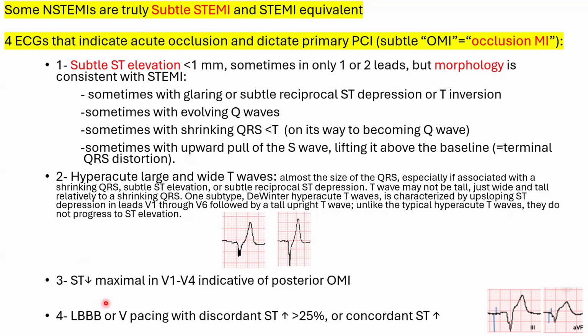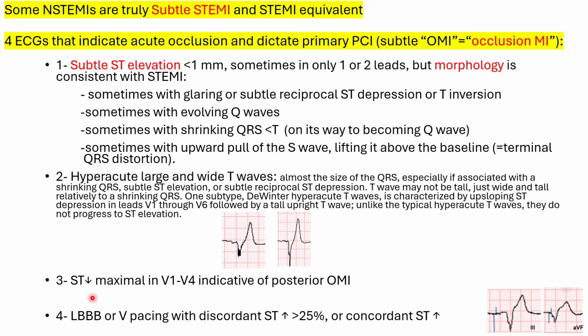Then the third pattern is ST depression that is maximal in leads V1 through V4 and which indicates posterior OMI. Typically, it's ST depression in V1 through V4 along with an upright T wave in those leads and frequently a prominent R wave in at least one of the leads, V1 or V2, could be prominent in height or in width, and it's reciprocal to a posterior Q wave.